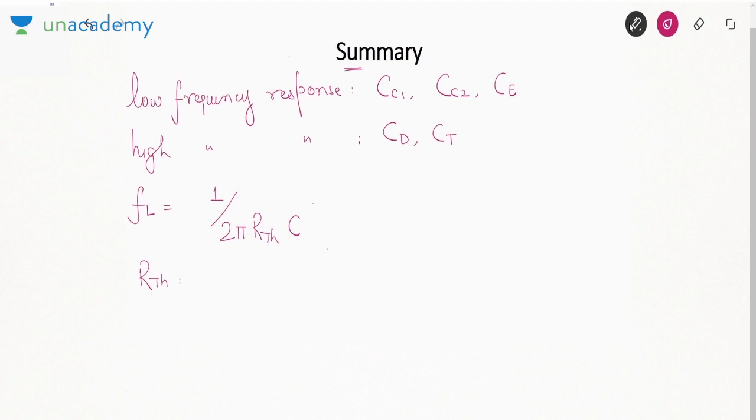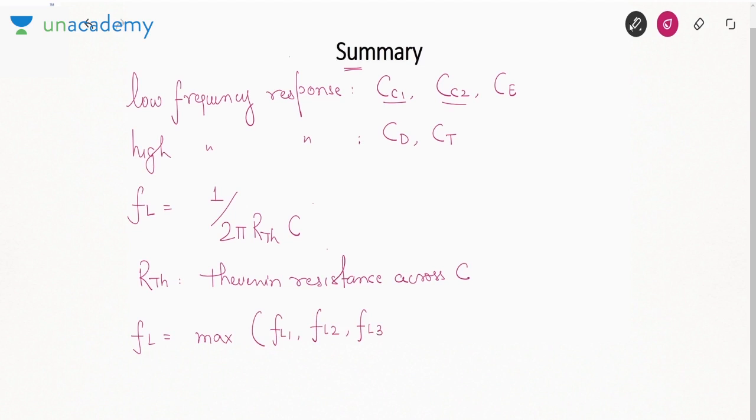RTH is Thevenin resistance across C. So I told you we derived 3 cutoff frequencies, FL1, FL2 and FL3. Then FL is taken as maximum of the 3 cutoff frequencies.